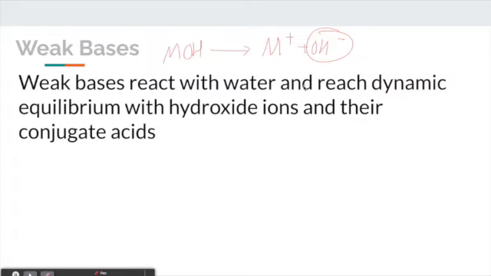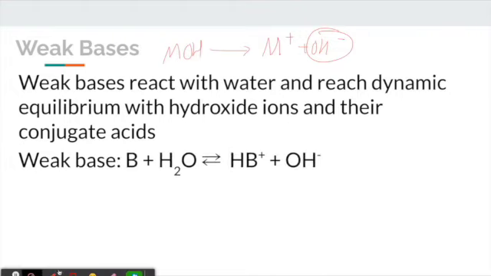Weak bases are all going to be molecules that can only produce the OH minus by reacting with water. Sometimes they're not molecules, sometimes they're ions, but they have to rely on water to be an acid, a proton donor, in order to produce that conjugate acid.